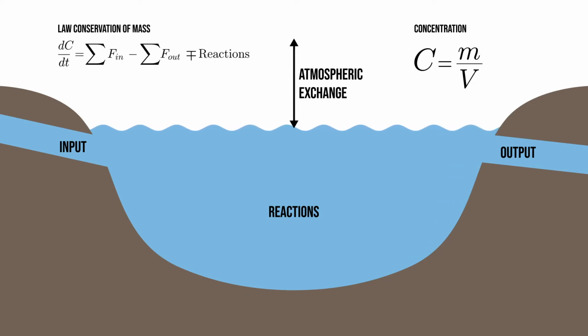Based on the law of conservation of mass, the net change in concentrations of any water quality variable in a lake or box over time would be equal to the sum of the input fluxes minus the outflow fluxes minus or plus other processes that consume or produce the desired water quality variable.